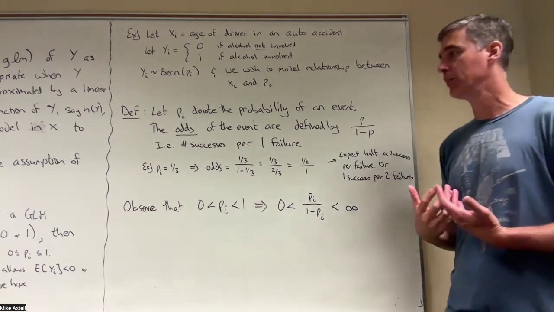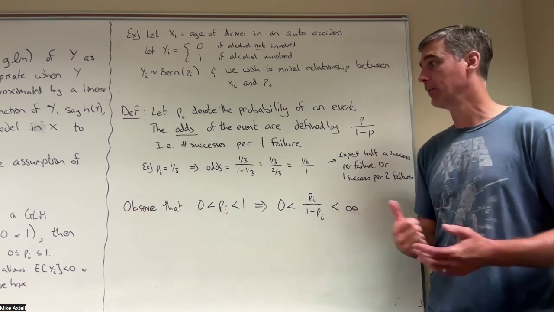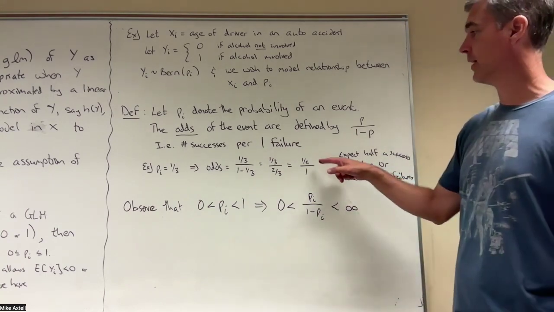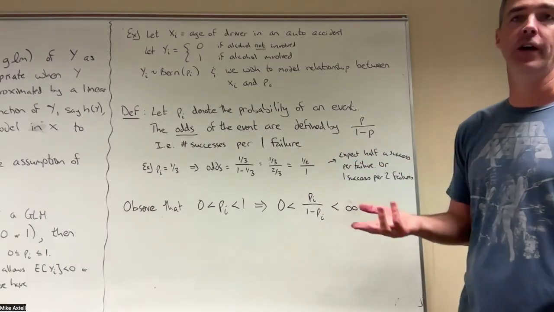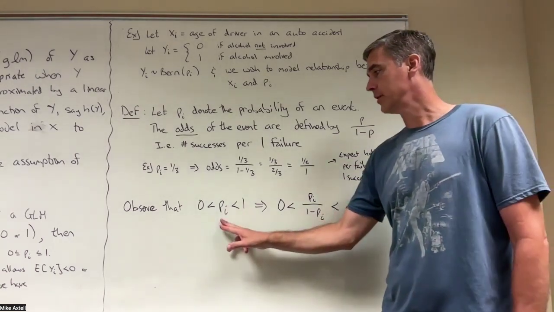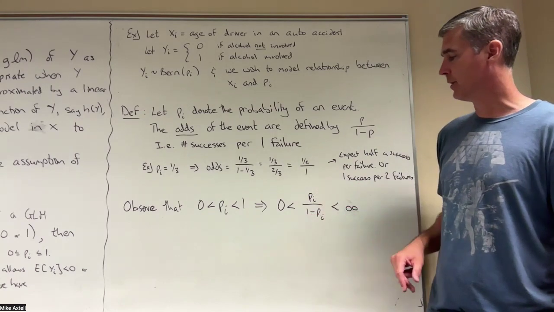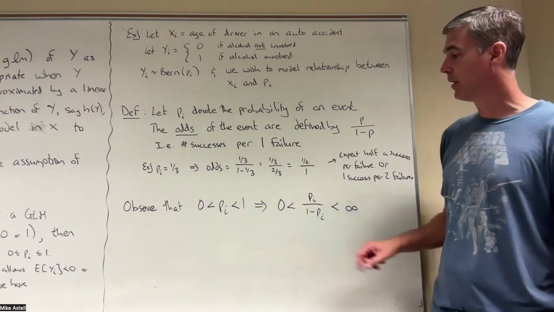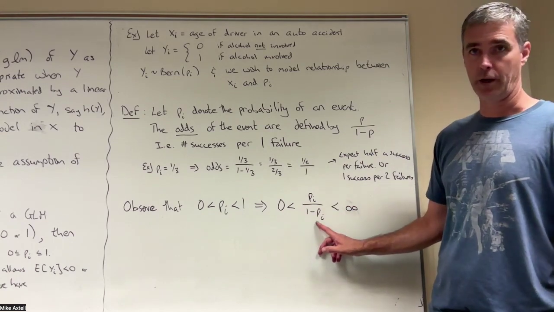So the odds are pretty much telling you how many successes you should expect per failure. Or you could think of this as 1 over 2, so I should expect one success per 2 failures. Since the probabilities of success are between 0 and 1, you can check that p over 1 minus p will be between 0 and infinity. This fraction will never be negative because p sub i is never greater than 1.